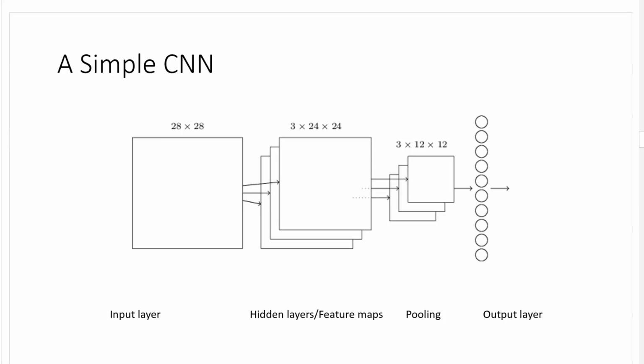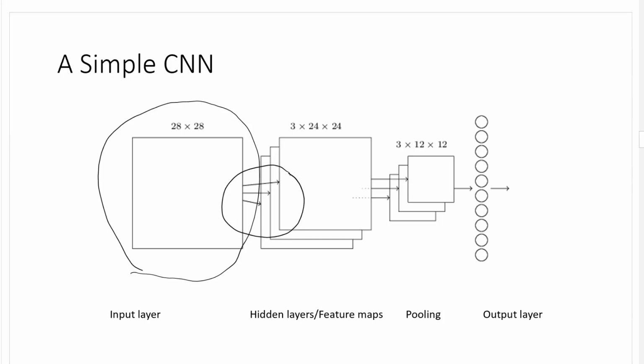So here is a very simple convolutional neural network example, just the architecture, not the actual weight values. The input layer consists of 28 by 28 neurons, so that's where you will feed a 28 by 28 image. Then the hidden layer consists of 3 planes or 3 feature maps. And of course, the size is 24 by 24, which means we are using 5 by 5 filters to come to these 3 feature maps.